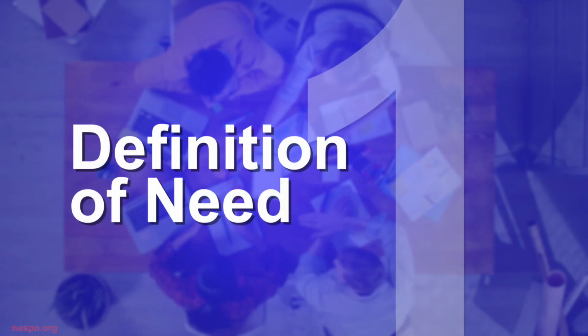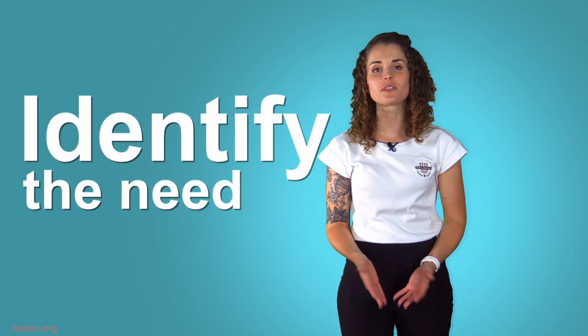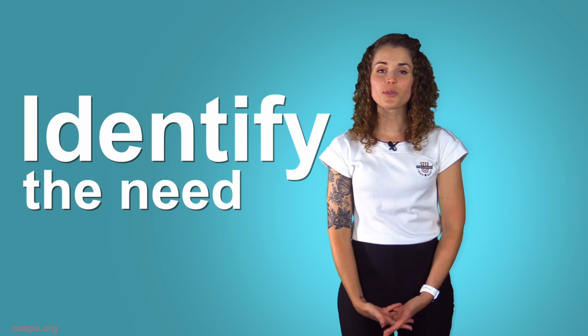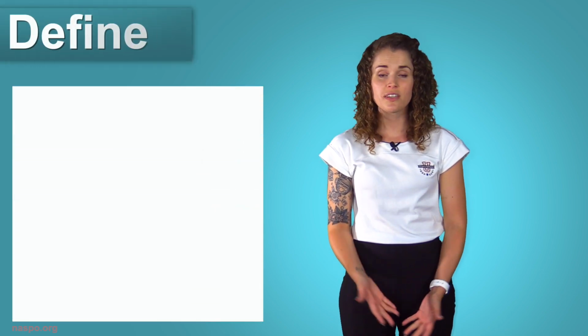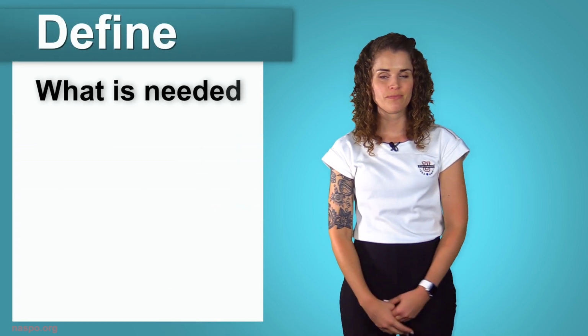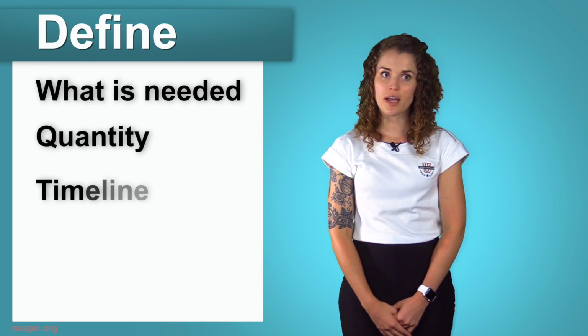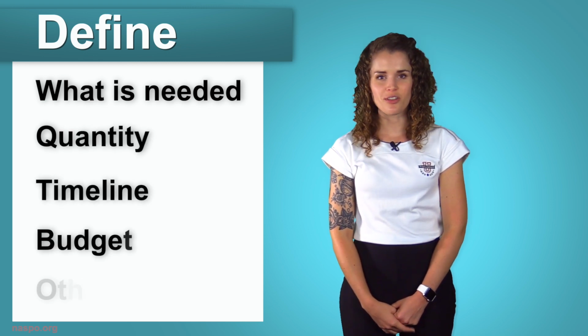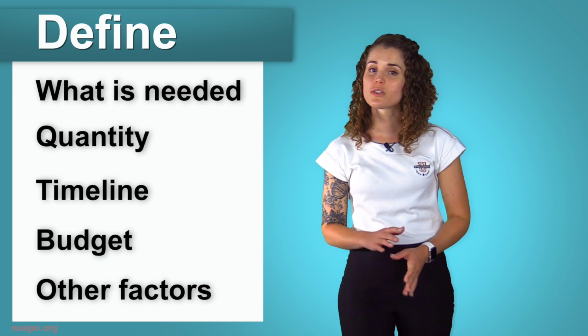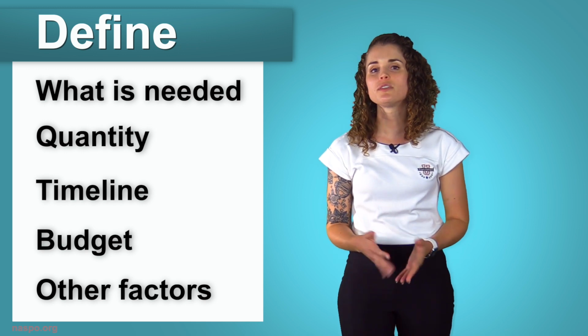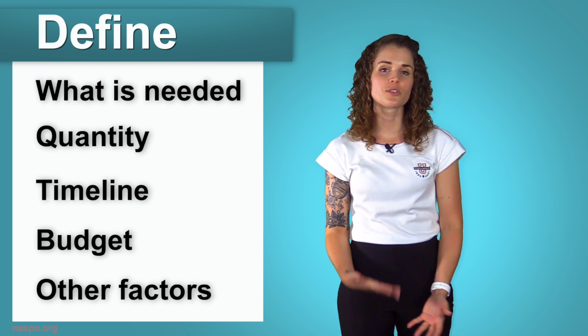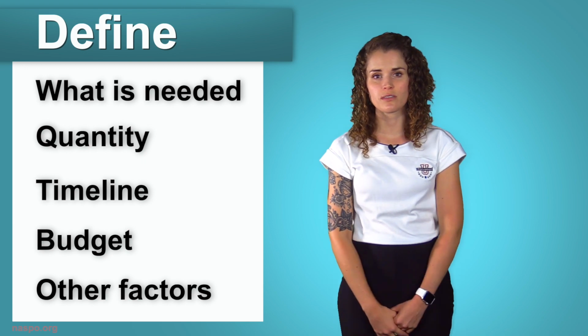Definition of need. First, we must identify that there is a need for a commodity or service for the entity. At this early stage, the procurement officer should be working with the intended user of the commodity or service to identify the goal of the acquisition. This includes defining what is needed, in what quantity, within what timelines, on what budget, and other factors. Market research is also conducted to explore industry factors and to better understand the commodity or service.